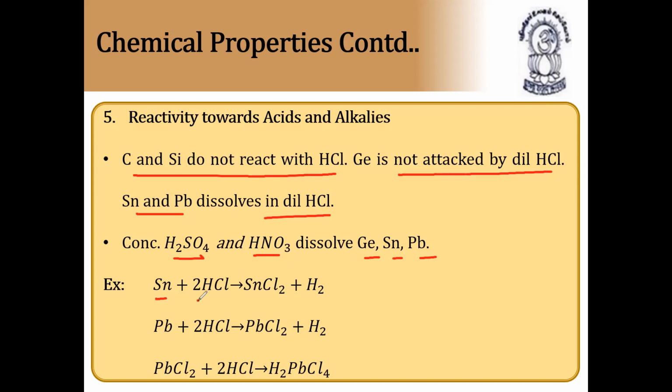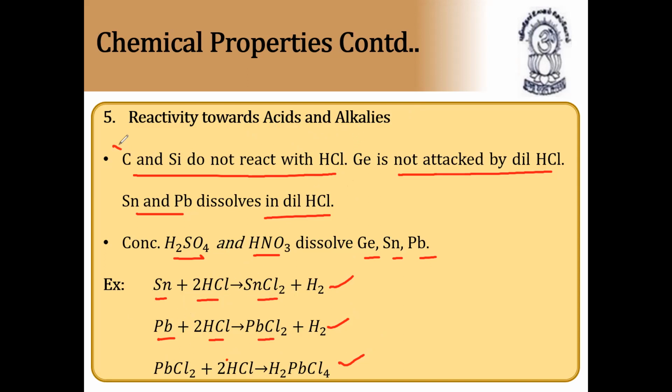So tin combines with HCl and forms SnCl2 and hydrogen gas. Lead combines with HCl and forms PbCl2 and hydrogen gas. PbCl2 combines with HCl and forms H2PbCl4. So these are the important reactions with acids. Now we have seen only acids. Next we'll see alkalis also.